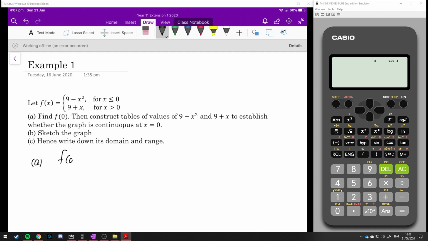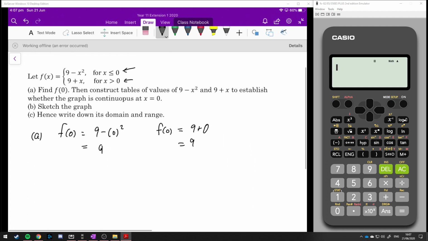So f of 0 is equal to, well, let's put f of 0 into this one here. When x is equal to 0, we have to use this equation here, okay? And we'll try to substitute into the other one and see what the other value is. So 9 minus 0 squared is just equal to 9. And we've also got f of 0 is equal to 9 plus 0, which is also equal to 9, okay?